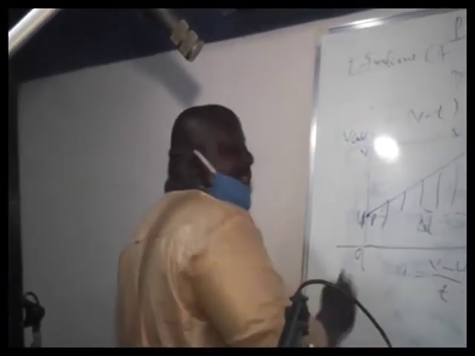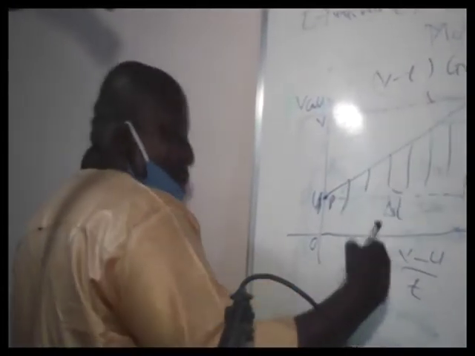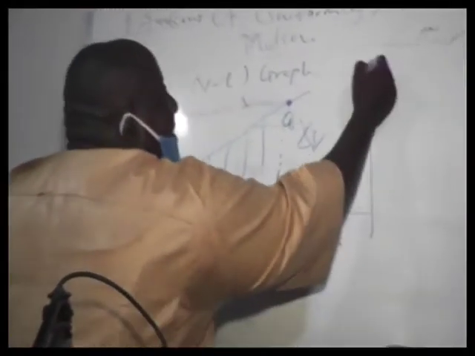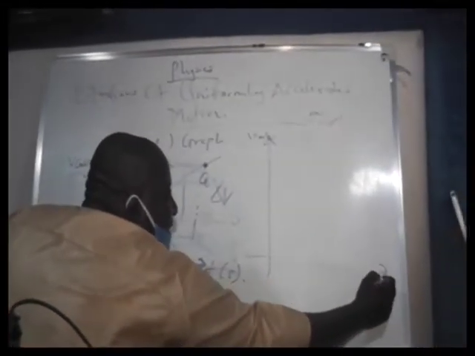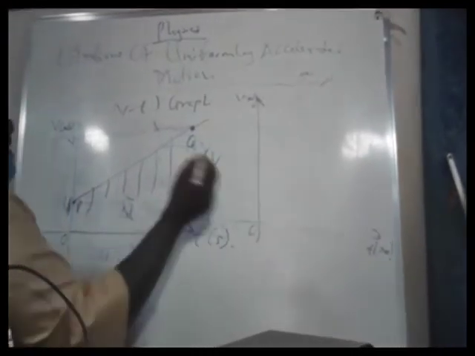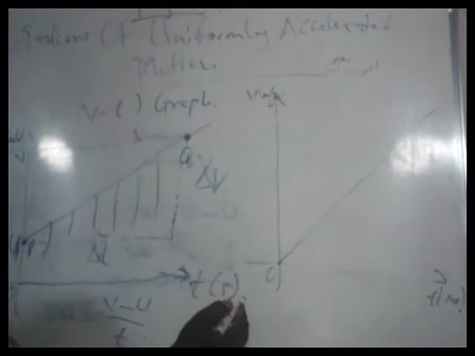Then, in a situation whereby the initial velocity is 0, the graph will also change, and it will look like this. That is v in meters per second, then this is our time in seconds. Here, we say the object starts from rest, that is, initial velocity is 0. You can see it's still a straight line graph.